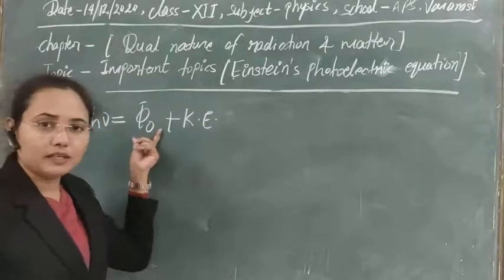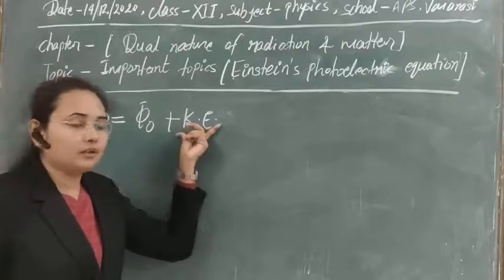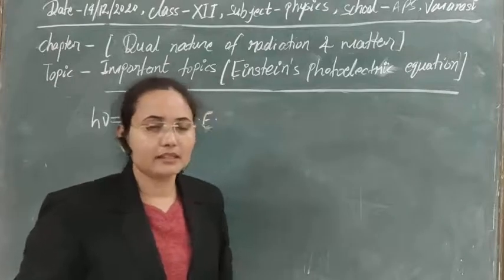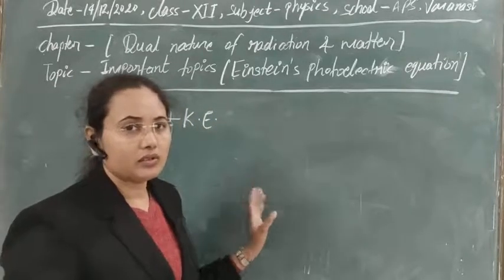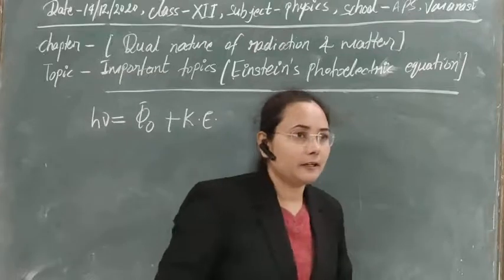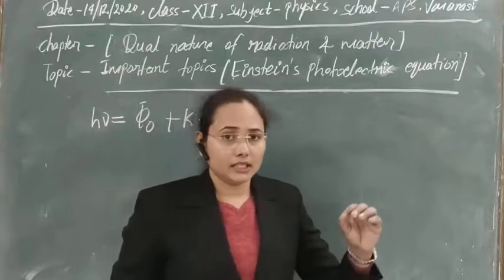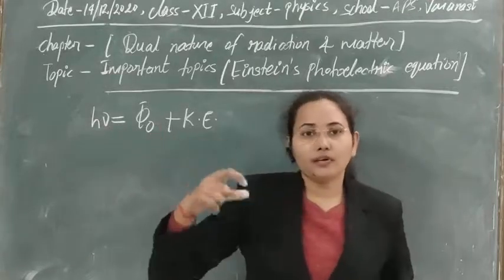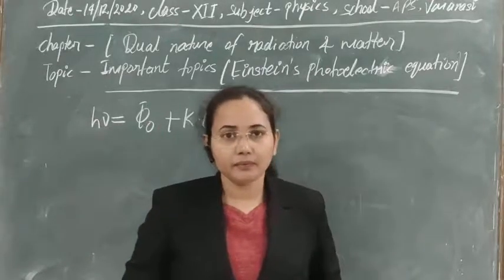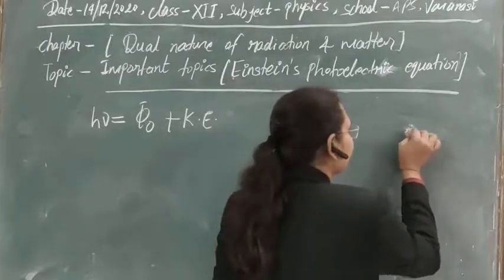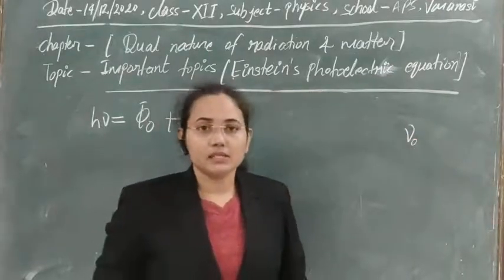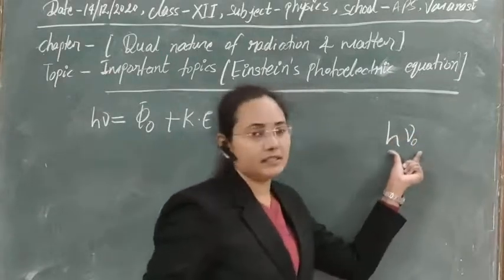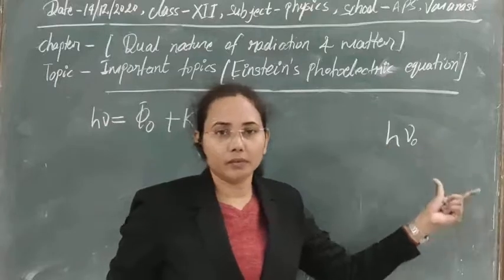First is to overcome this potential barrier, and second to increase its kinetic energy. So this is known as the Einstein photoelectric relation. In another way you can also write it. Suppose that the electron needed minimum energy phi 0 to overcome the potential barrier. Clear? So we also know that h nu 0 is the energy that is needed to overcome the potential barrier.